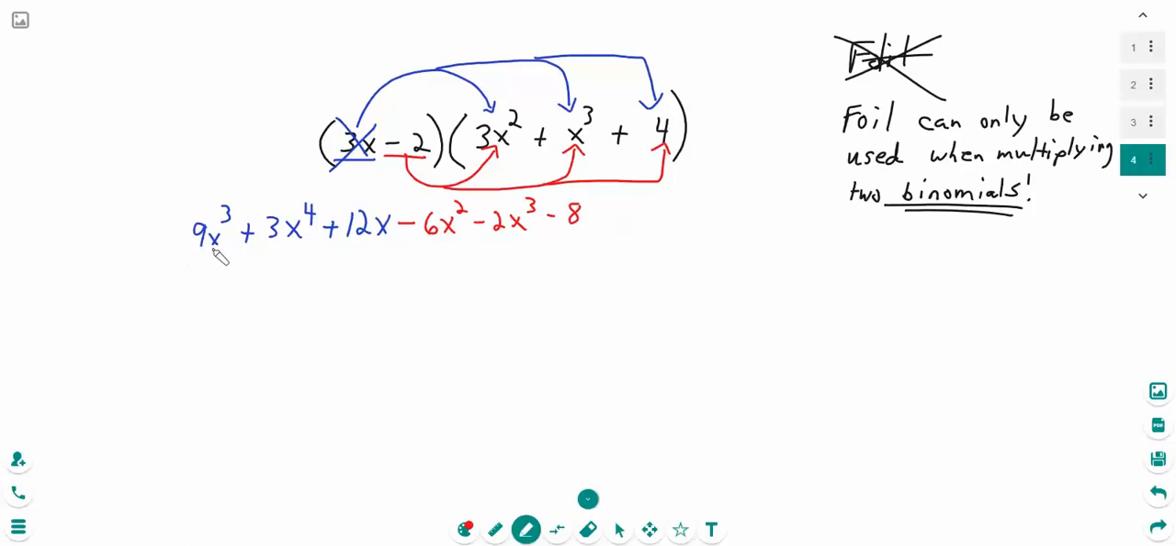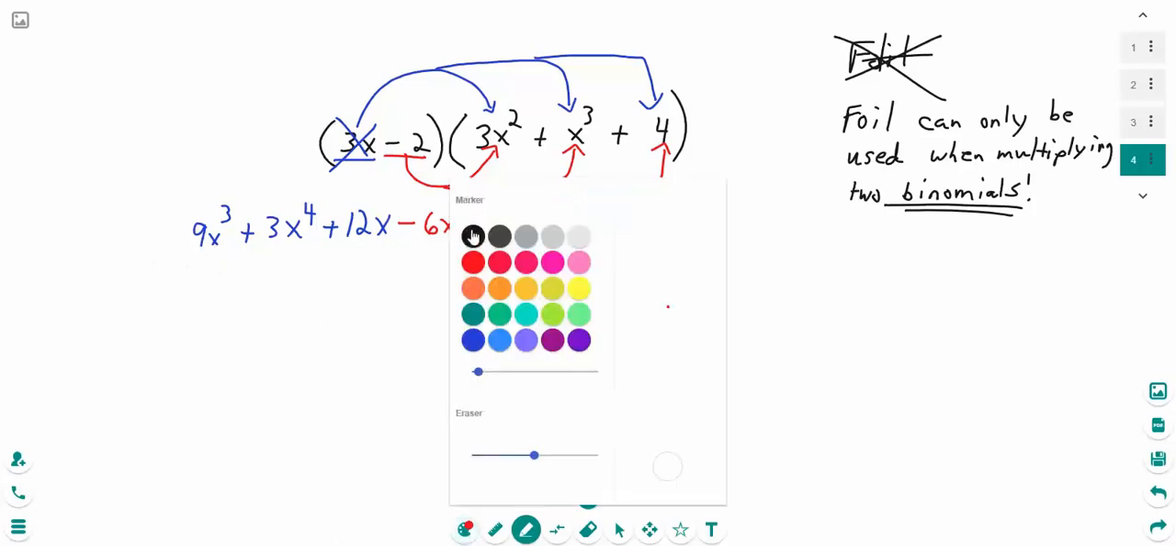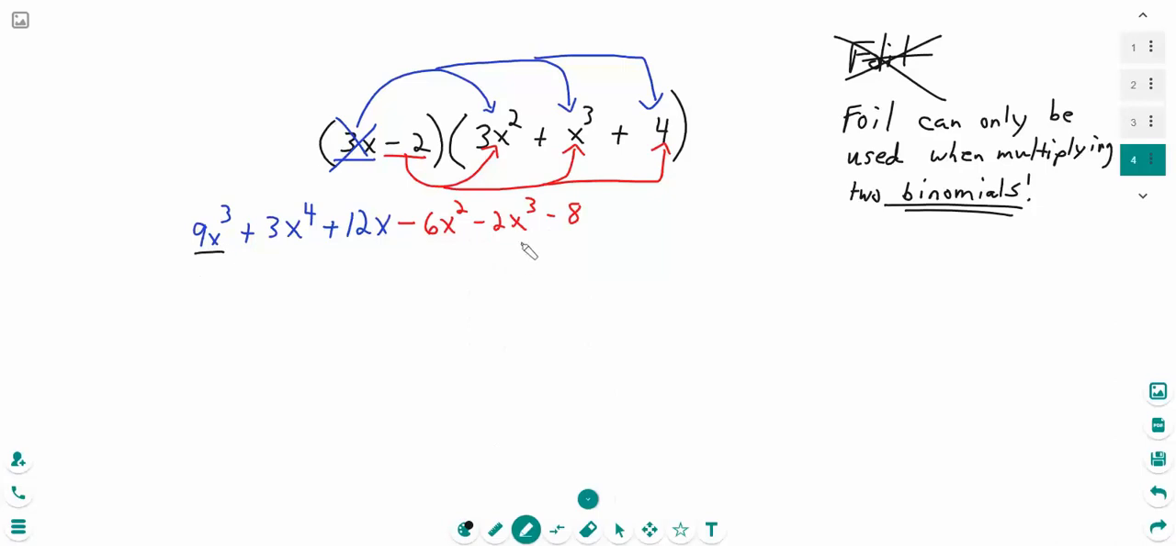So do we have any like terms? Well, we have a 9x cubed, and we have another x cubed over here. We can combine those two. So 9x cubed and a negative 2x cubed, that's going to give us a 7x cubed. All right. Then we have a 3x to the fourth. He's all by himself. There aren't any like terms with him. And then we have a plus 12x. Nothing there either. And then we have a negative 6x squared. Nothing there either. And then we're left also with this negative 8 over here.